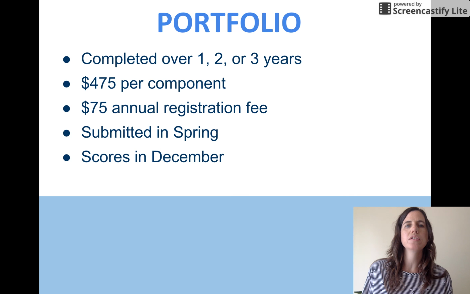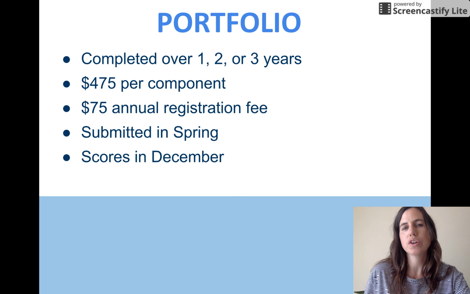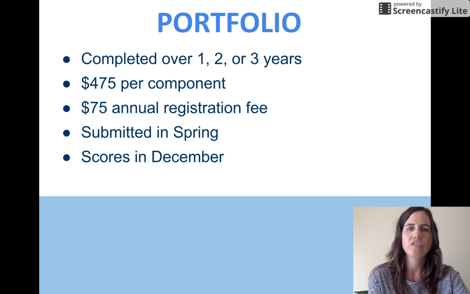So just some details about the portfolio and the portfolio requirements. The portfolio, all 4 components can be completed over 1, 2, or 3 years. The cost per component is $475. This is considered to be an investment. There are many benefits that we'll go over in the next video. So this is an investment for these benefits. There's also a $75 annual registration fee, and that will be paid yearly.